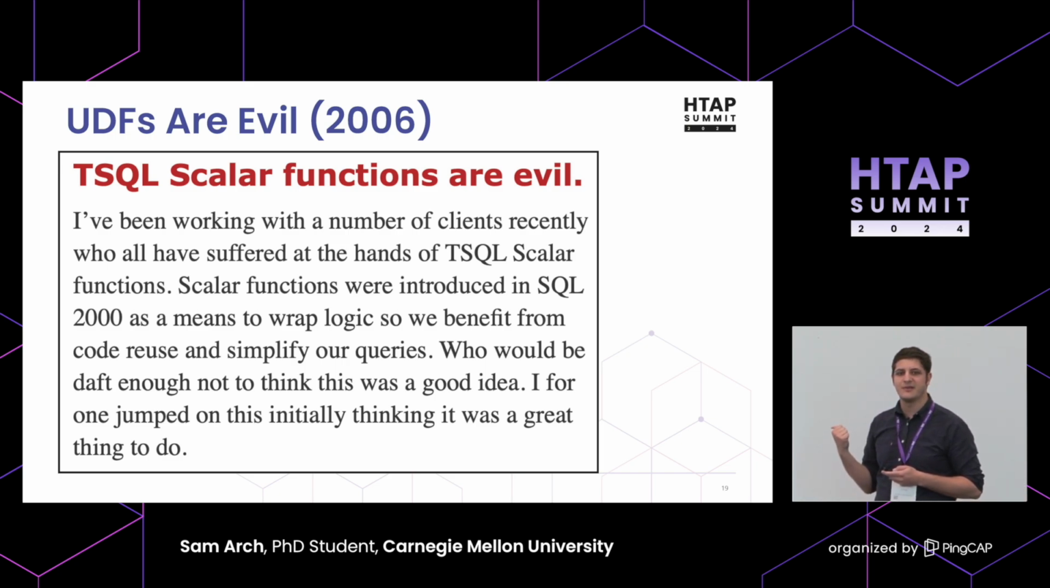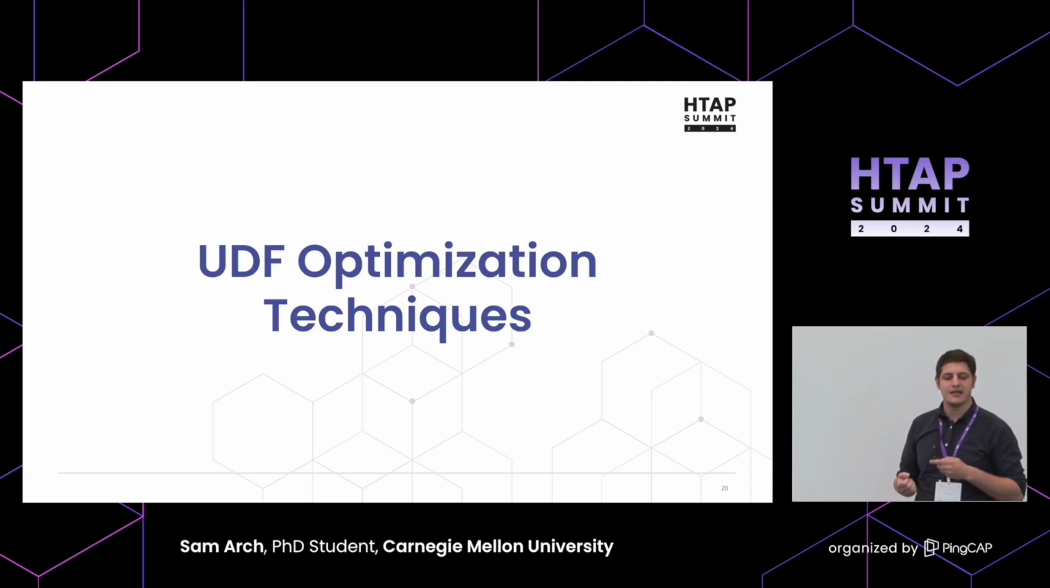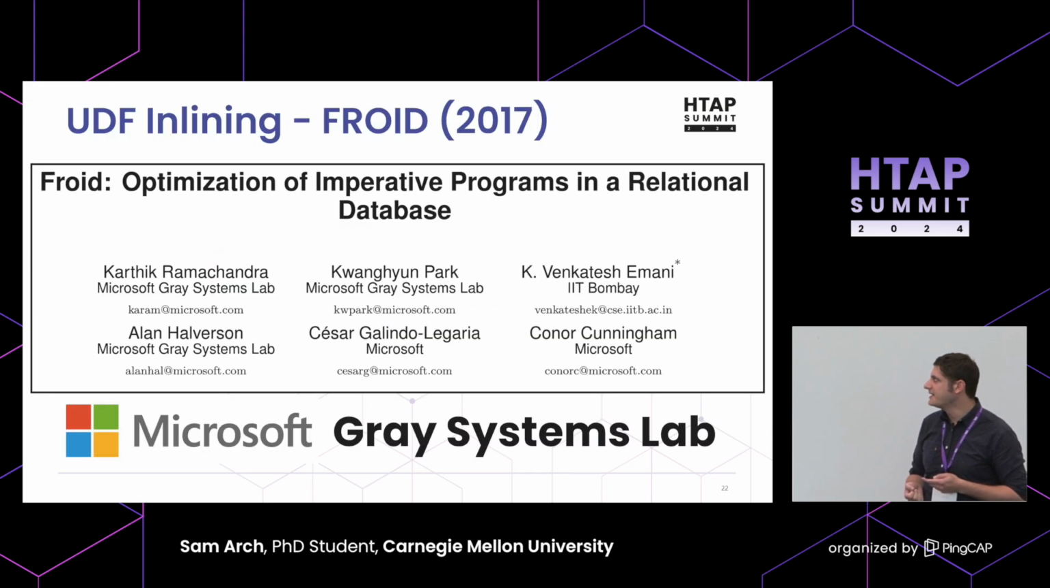In fact, there's this very famous blog post from 2006 basically saying that UDFs are evil and no one should ever use them. But this all changed now that in the research community, people have come up with techniques to optimize these UDFs more effectively. And in particular, the biggest advance in UDF optimization came from this paper out of Microsoft on UDF inlining, which was popularized with this paper called Froid out of Microsoft's Gray Systems Lab. Froid stands for a framework for the optimization of imperative programs in a relational database. And essentially, it's about optimizing these queries that invoke UDFs.